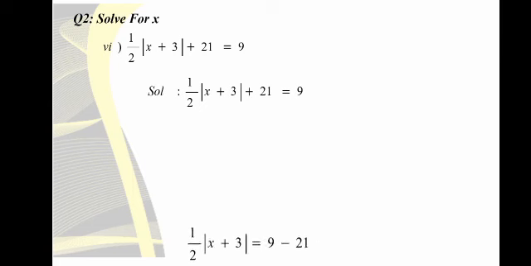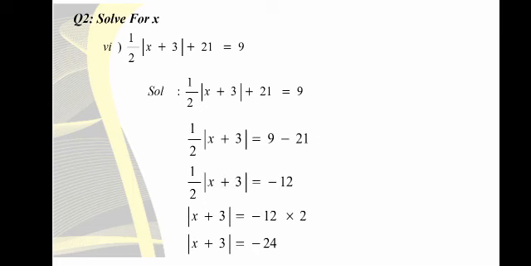Next question, the sixth part, is 1 by 2 into absolute of x plus 3 plus 21 equals 9. For the solution, you have to move the terms according to like terms. 1 by 2 into absolute of x plus 3 is equal to 9 minus 21. 9 minus 21 is minus 12. The 2 is dividing here, so it will go to the other side and be multiplied. So minus 12 into 2 is minus 24.